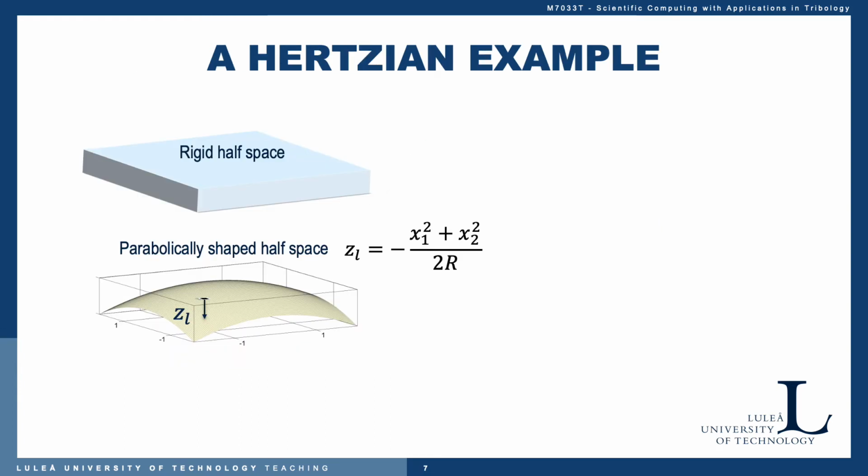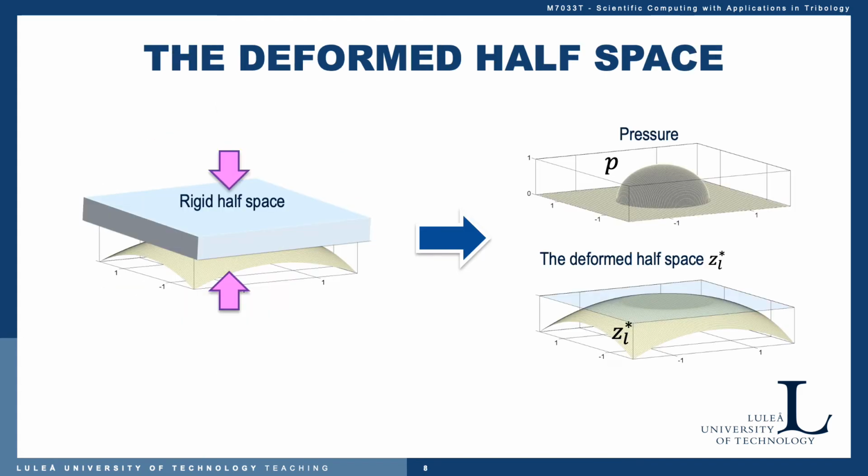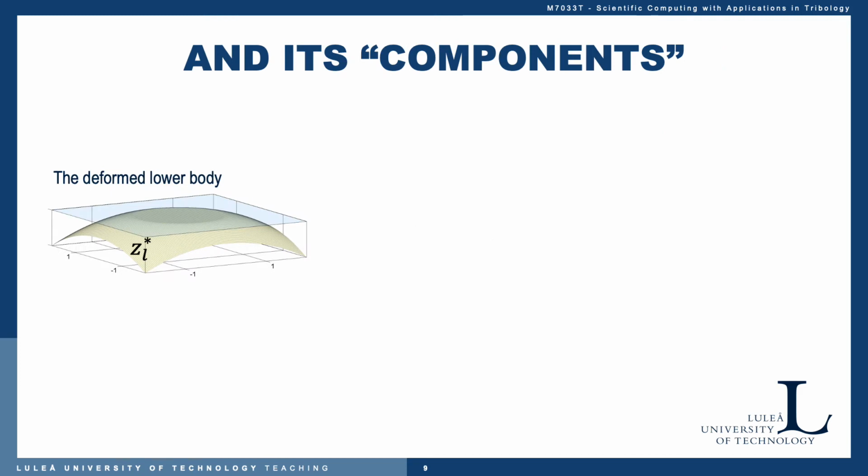Let us consider a Hertzian example problem. So we have a rigid half space and we have a parabolically shaped half space which we bring to contact together under a certain applied load. The result will be a deformed half space and a corresponding pressure distribution. The deformed body results from the contact between the original undeformed lower body and the rigid upper flat half space.